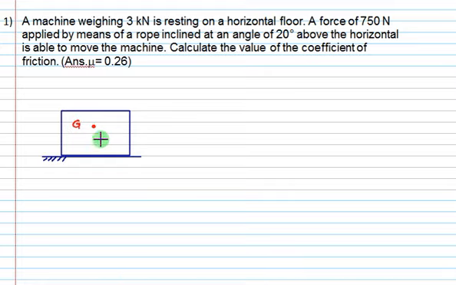Through this, the weight will act vertically downward. The weight is equal to 3000 Newton. A rope is connected, and the rope makes an angle of 20 degrees, and we are applying a force of 750 Newton.